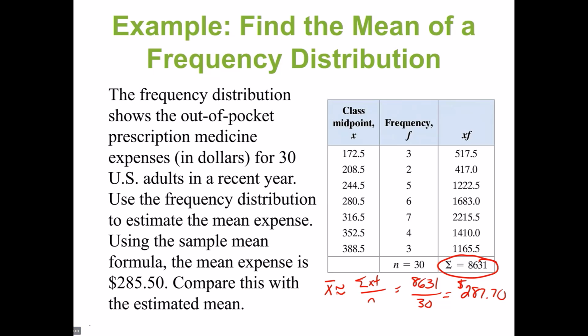So if you had the raw data, which you don't have here, you'd find out that the actual sample mean of this data set was 285.50, right? So notice we're not very far off using those midpoints. It's still going to be a decent enough approximation of the middle if you don't have the raw data.